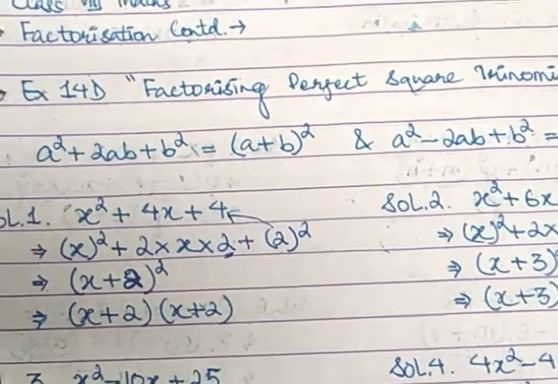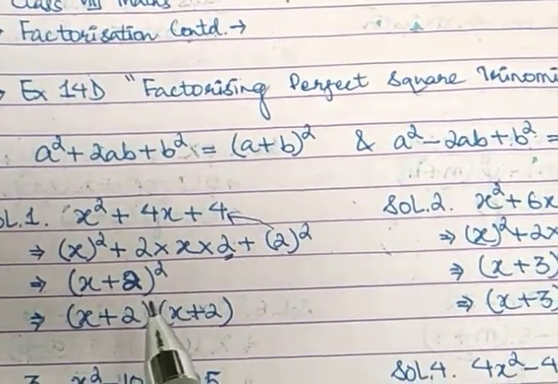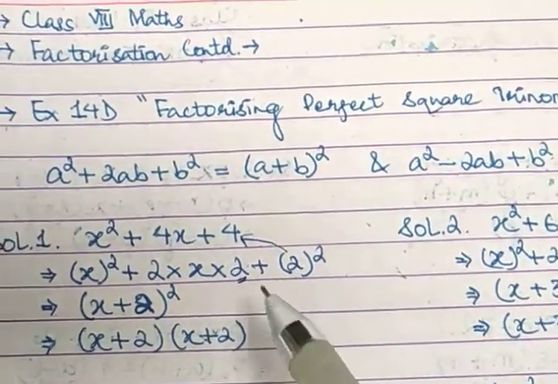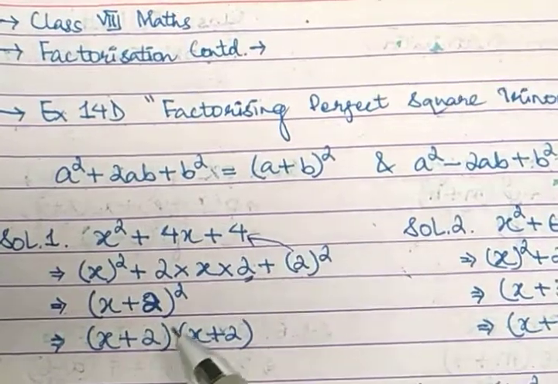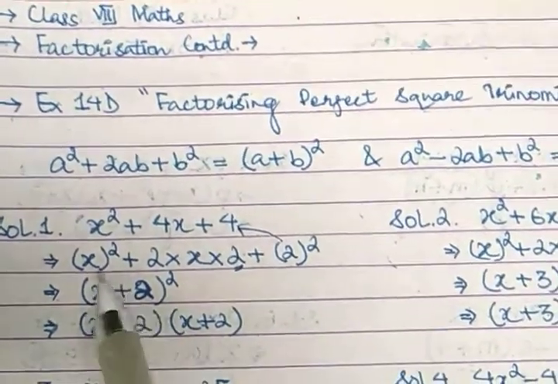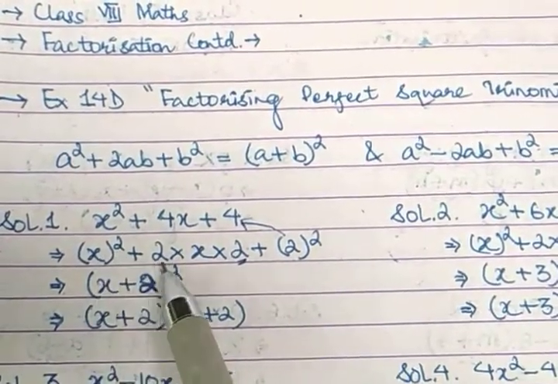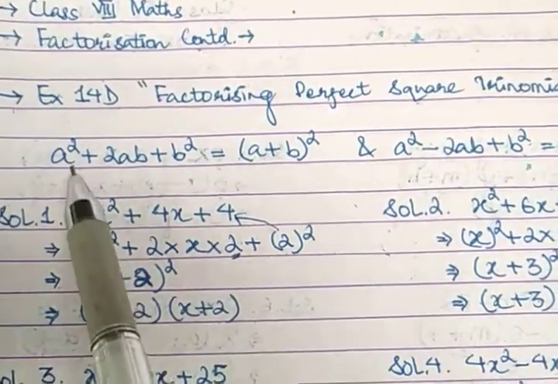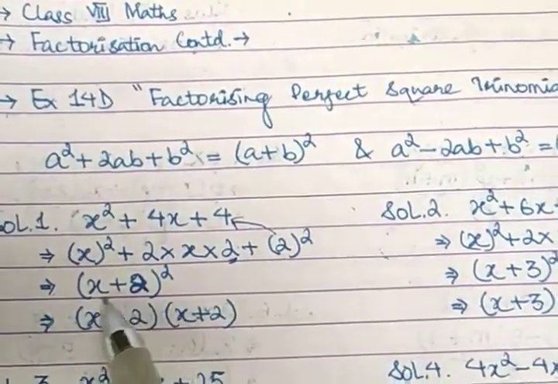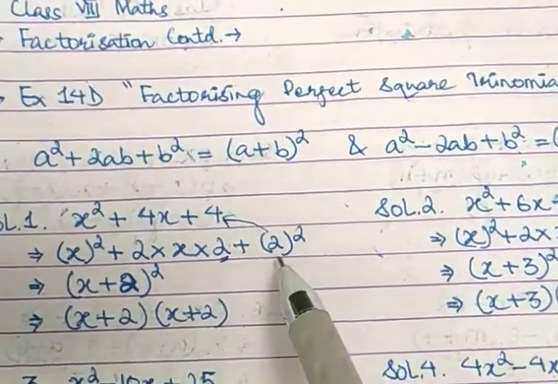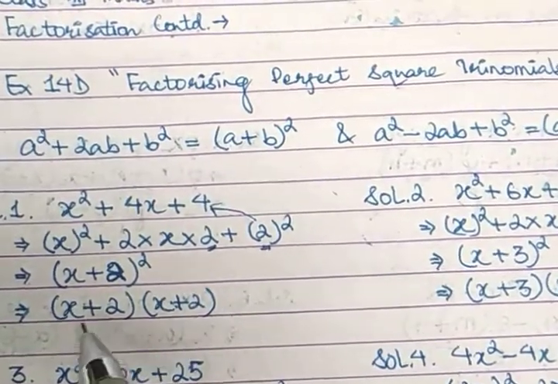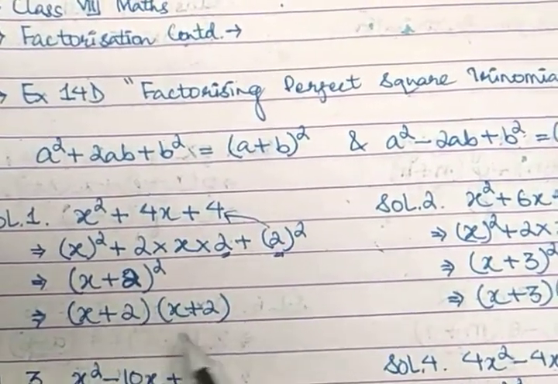Understood? So this kind of sum, if you simply know the values of a and b and just show it in this term, it will directly give you the expansion of a plus b whole square or a minus b whole square. Now this one is the expansion of a square plus 2ab plus b square, isn't it? Now we can simply write it as a plus b whole square, so it is x plus 2 whole square, because the value of b is 2, isn't it? So x plus 2 whole square can be written as x plus 2 into x plus 2.